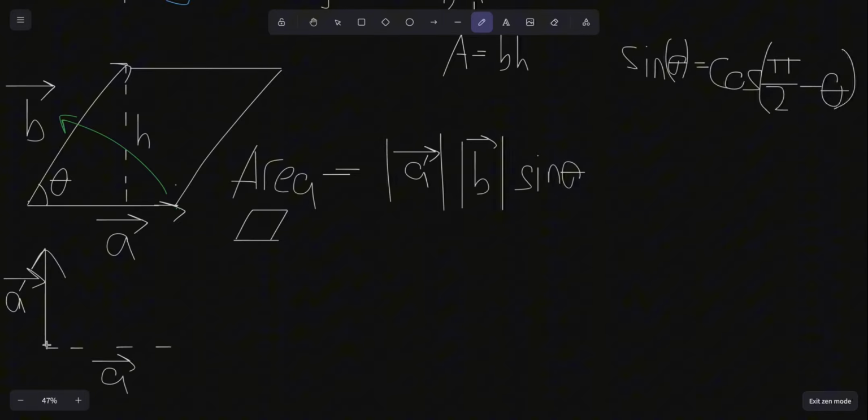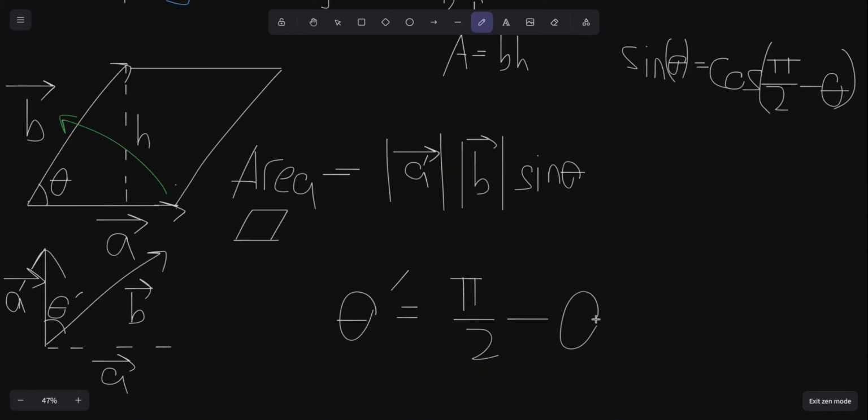Instead of this angle right over here, if I have vector B down here, notice how it forms an angle in between here, which I'm going to call theta prime. Now theta prime, what is that equal to? Theta prime is just going to be 90 degrees minus my initial angle, right? Because if I have 90 degrees here and I subtract this angle, then I'm just going to be left with this angle here. So it's going to be 90 degrees, which is the same thing as pi over 2, minus my original angle.